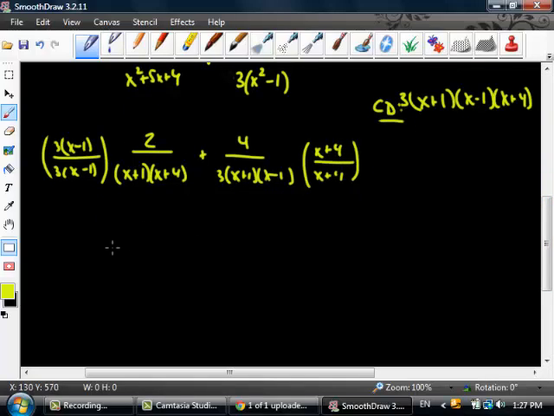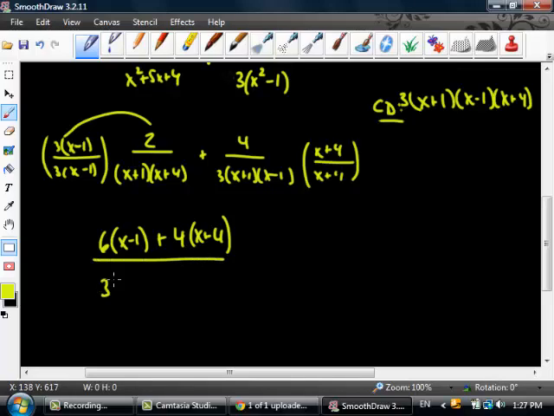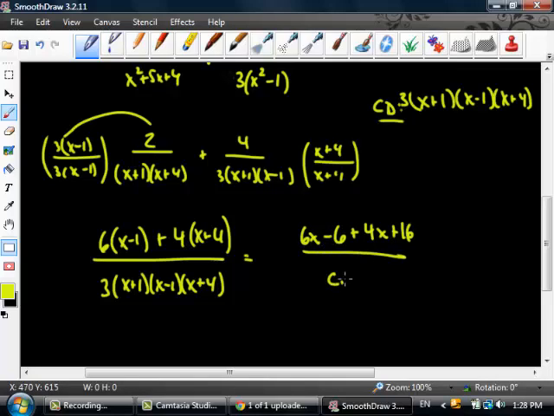So what I get, bless me, thank you. I get 6 times x minus 1 plus 4 times x plus 4 all over my common denominator, which is 3 times x plus 1, x minus 1, x plus 4, which equals 6x minus 6 plus 4x plus 16 all over the common denominator, which equals 10x plus 10 over 3 times x plus 1, x minus 1, and then x plus 4.